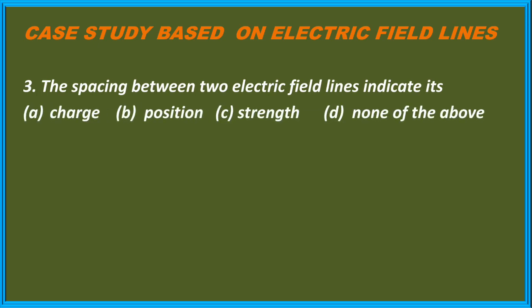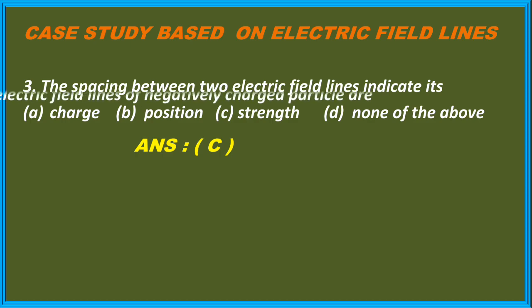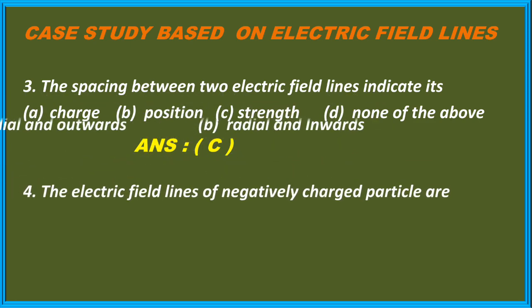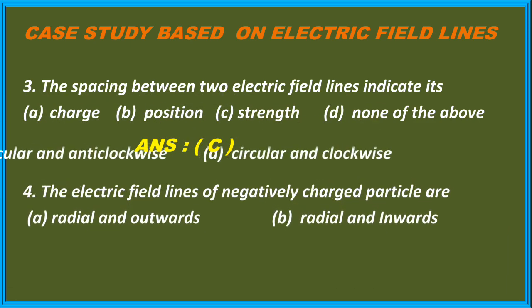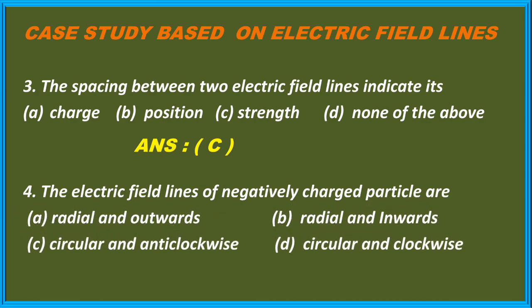Question 3. The spacing between two electric field lines indicates its charge, position, strength, none of the above. Your correct answer is C, strength. Question 4. The electric field lines of negatively charged particle are radial and outwards, radial and inwards, circular and anti-clockwise, circular and clockwise. Here you can see the correct answer, option B, radial and inwards.